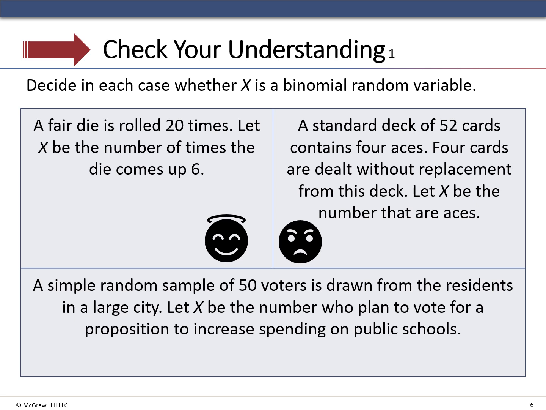For example, if we drew an ace the first time, we would have fewer aces to draw from in subsequent drawings. A simple random sample of 50 voters is drawn from the residents in a large city. Let x be the number who plan to vote for a proposition to increase spending on public schools. This again is a binomial because you have a probability based on the percentage of people that are likely to vote, and each selection is independent of the other because one person being likely to vote doesn't impact the next one.